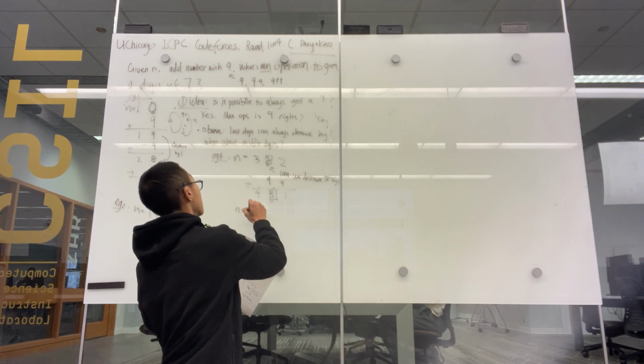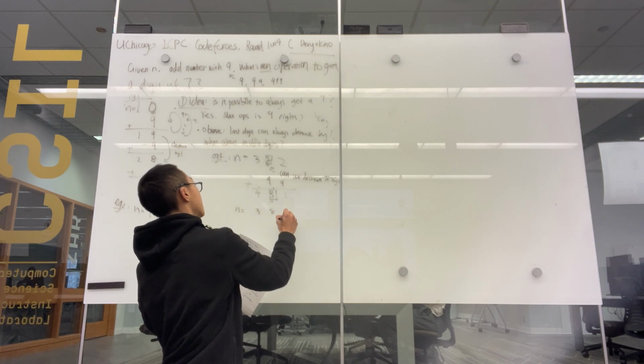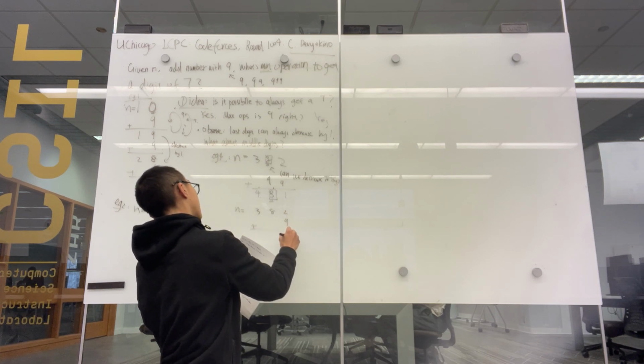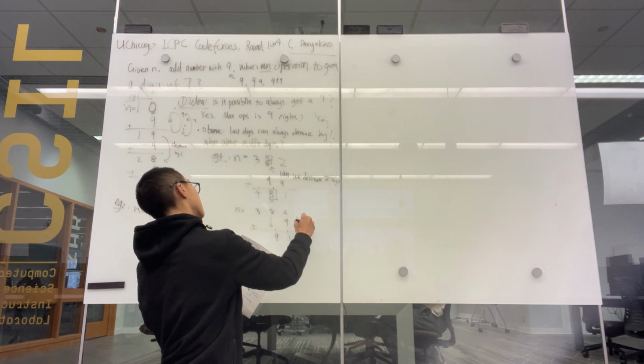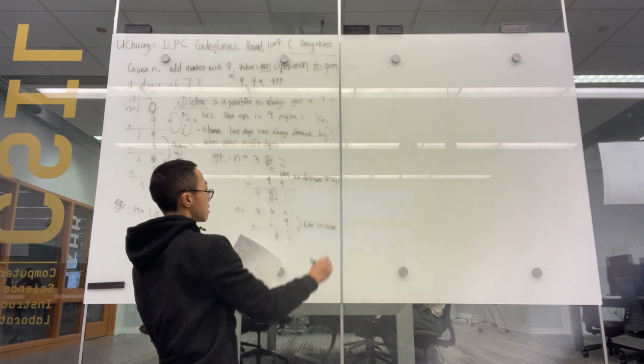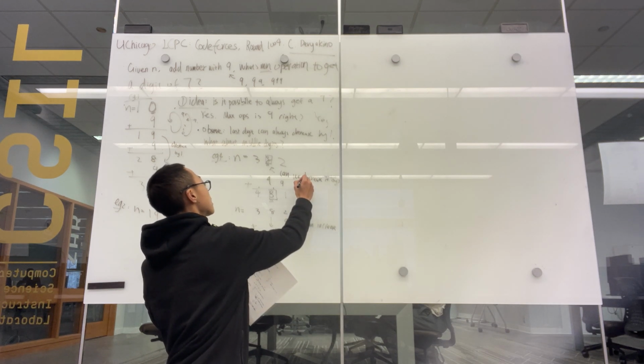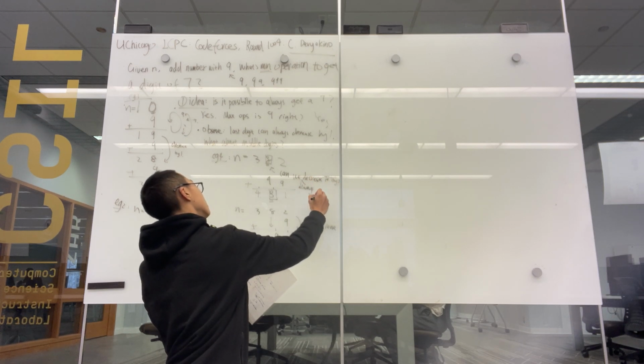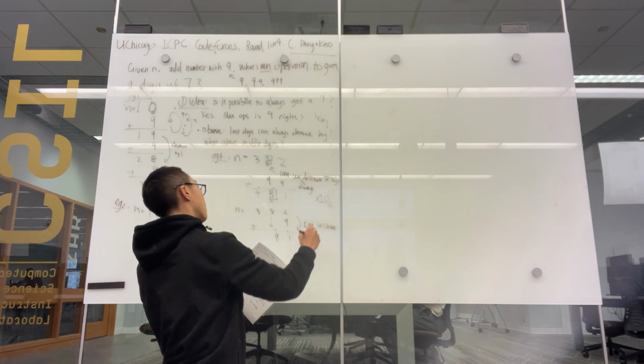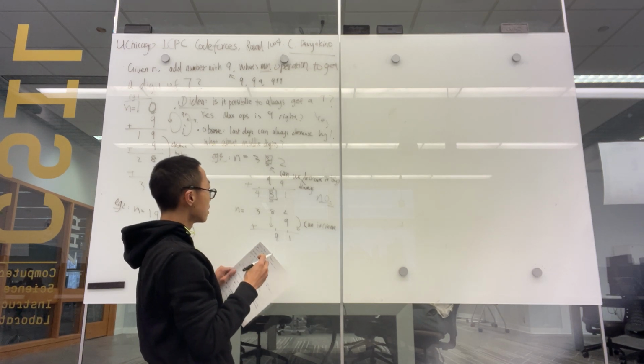So let's start with n equals 382 again. If we add a 9, we get the last digit being 1, and the middle digit being 9. So we are able to increase it. But can we always increase it? Can we always decrease it by 1? No. Can we always increase it by 1?